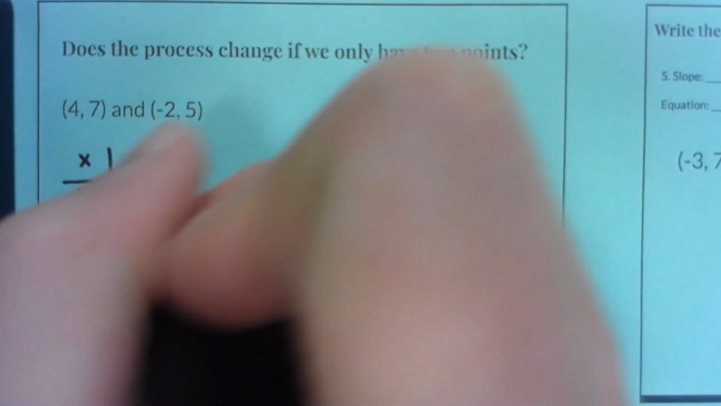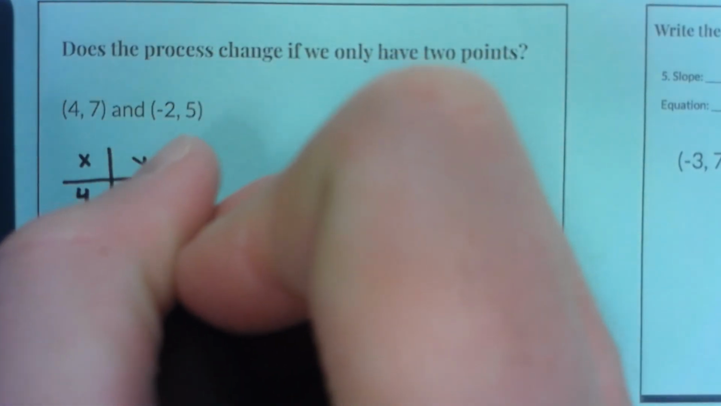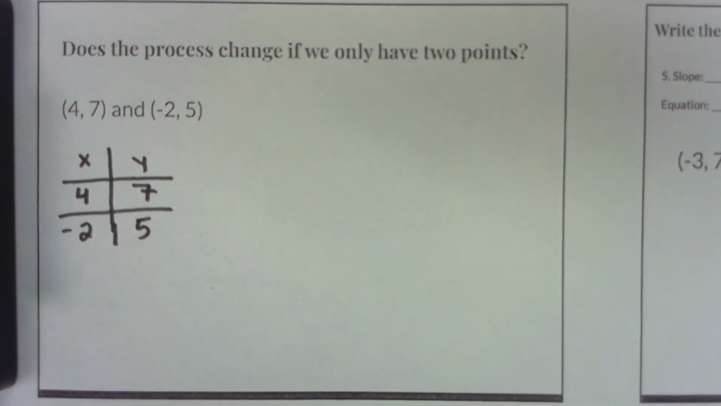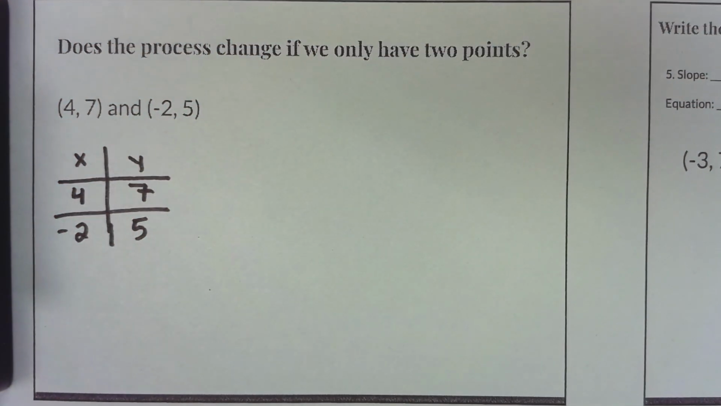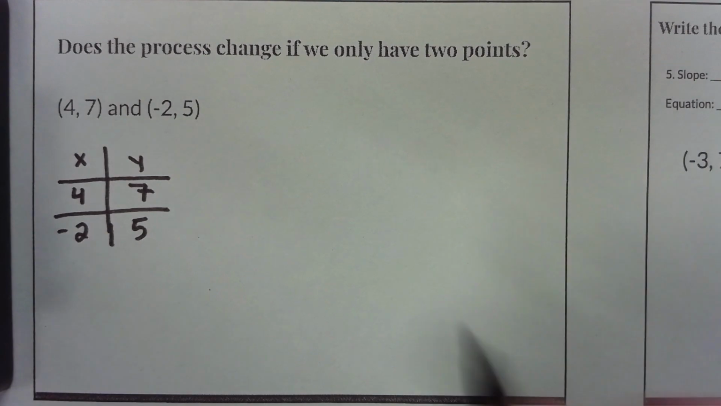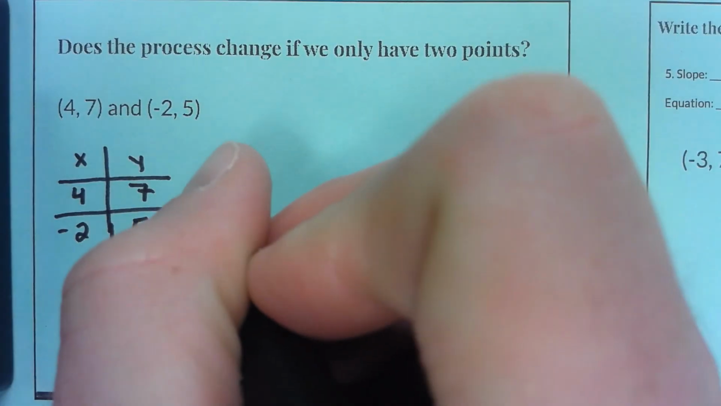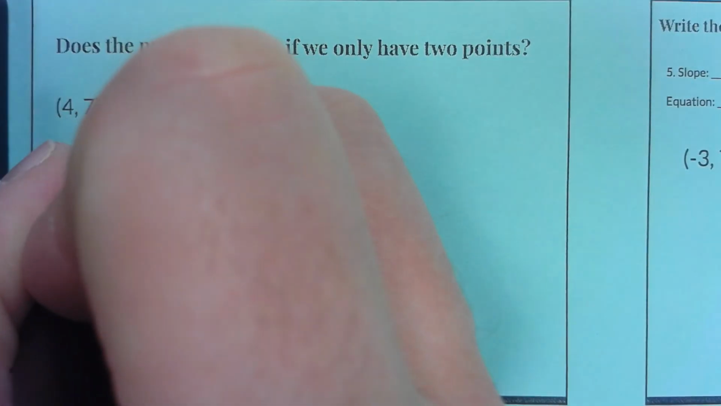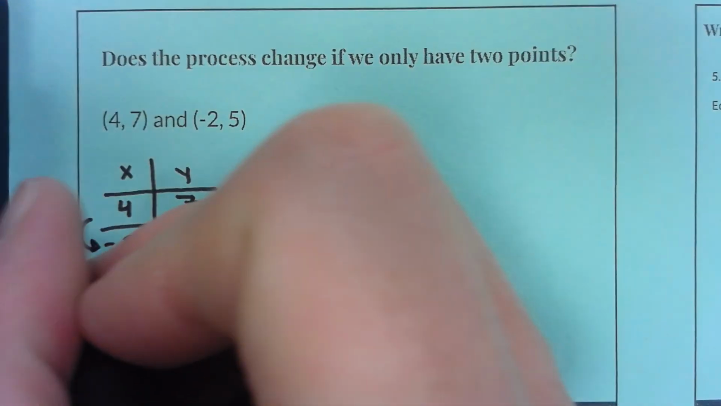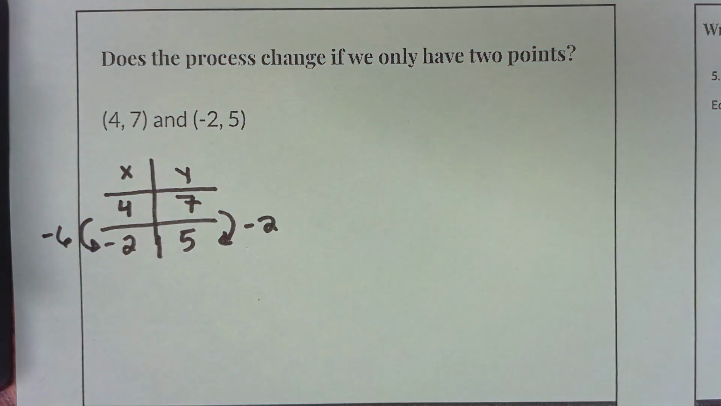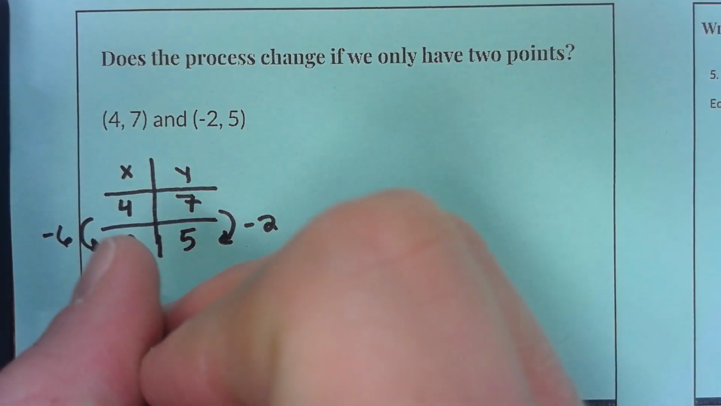So 4, 7, -2, 5. And it's the exact same problem as what I did before. So finding change in y, -2, and change in x, -6. From the slope here.